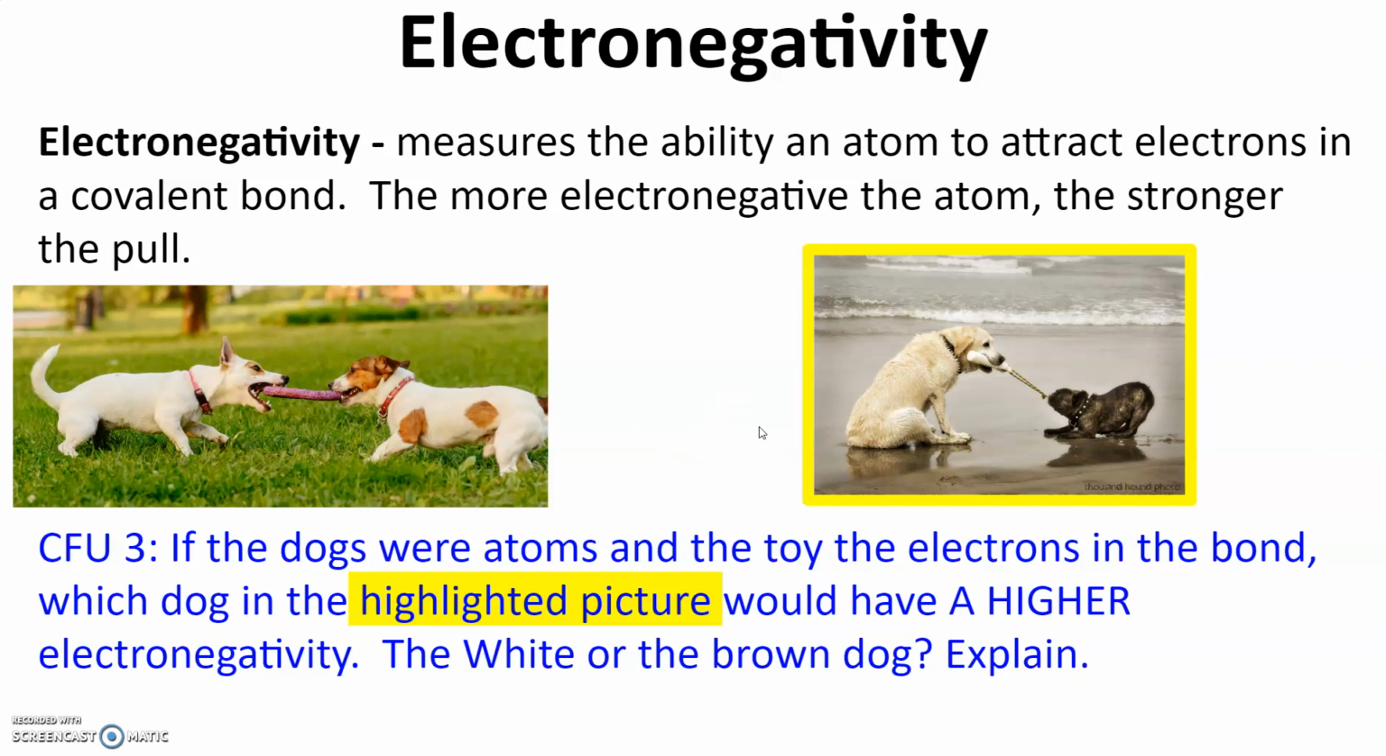Which dog do you think would have a higher electronegativity, the white dog or the brown dog? And explain. Pause the video now, and when you press play again, the answer will be revealed.